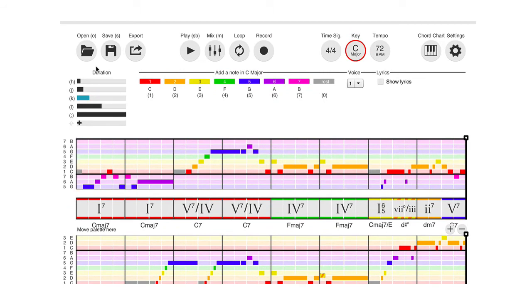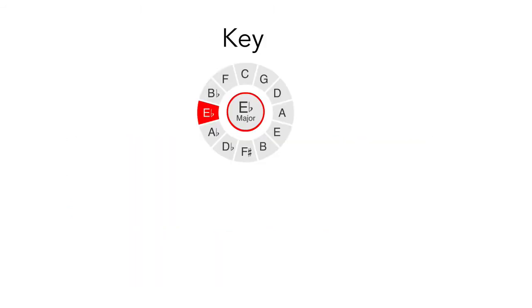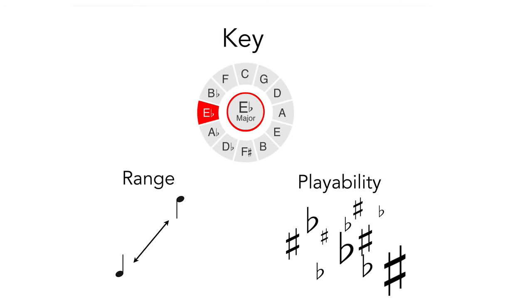All right, so let's have a quick discussion about key. This is something that doesn't really come up when we're writing the song, but it definitely comes up when we're trying to put this onto real instruments. So there's really 2 reasons that you choose a particular key. The first one has to do with range, and the second has to do with playability on an instrument. So let's talk about range first.